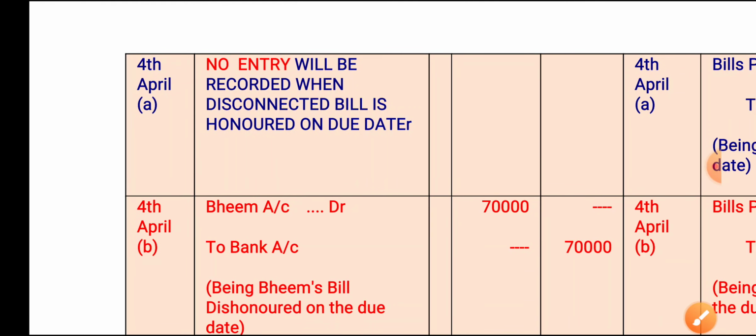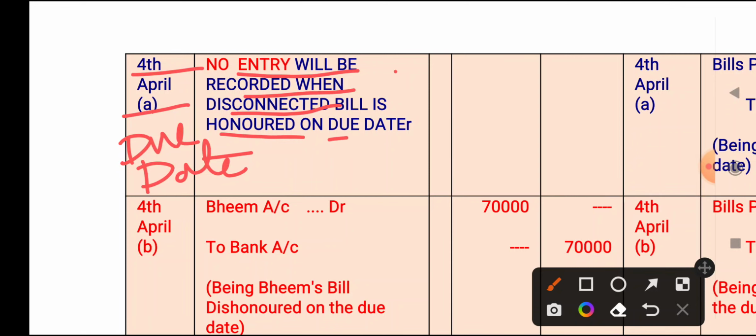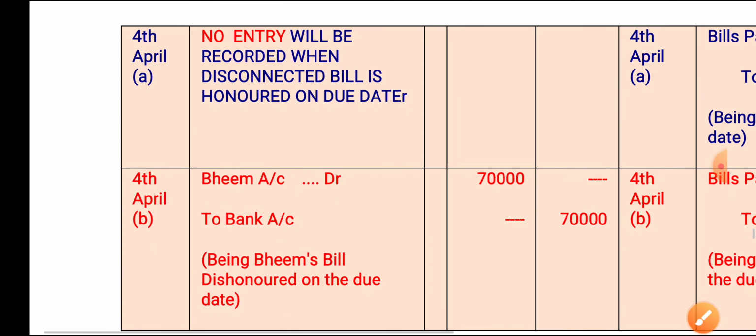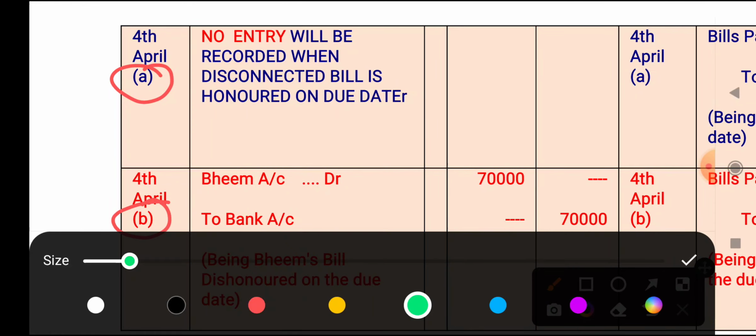On 4th April, the due date, no entry will be recorded when, I repeat, no entry will be recorded when a discounted bill is honored on the due date. If the discounted bill is honored on the due date, there will not be any entry in the books of the drawer. Situation A is over: when the bill is honored on the due date.